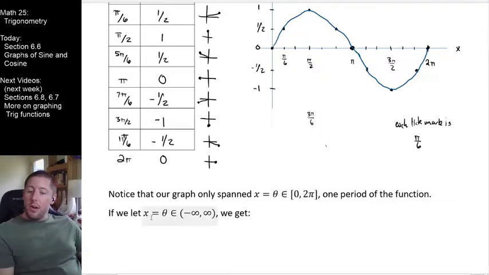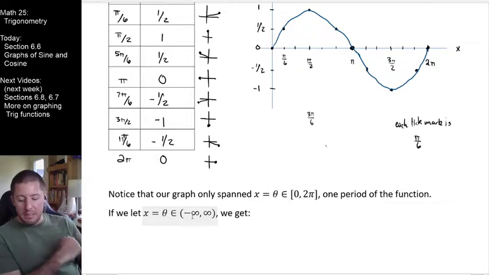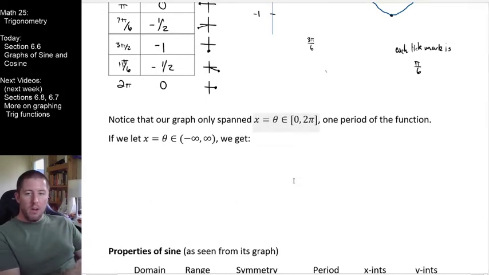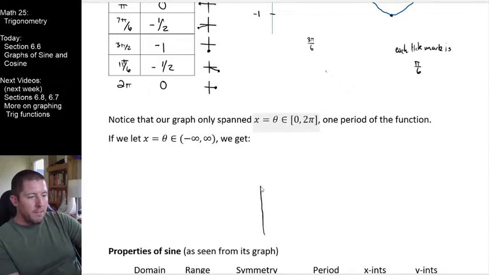If instead we allowed x, or what we think of as our angle theta, to extend all the way from negative to positive infinity, then we should just get this graph repeating this exact behavior over and over and over, infinitely far left and right. So let's go ahead and do that, and then let's identify some properties of this graph that we can visually see in it. And now maybe I could draw some straight lines here today.